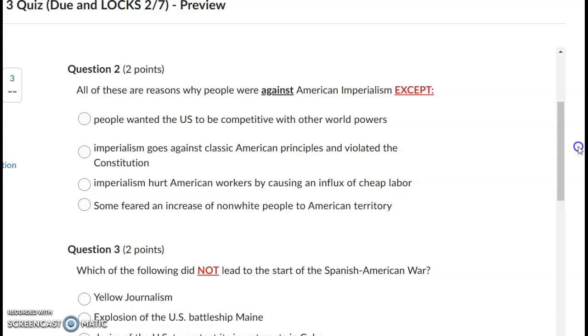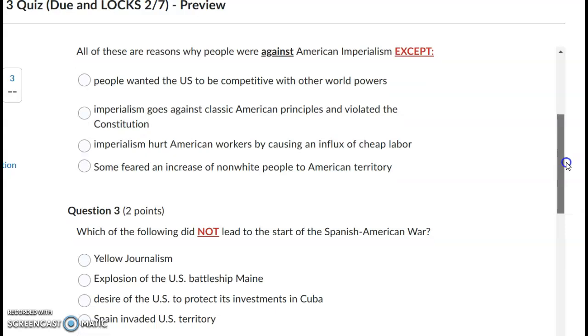Number 2, all of these are reasons why people were against American imperialism, except people wanted the U.S. to be competitive with other world powers. Imperialism goes against classic American principles and violated the Constitution. Imperialism hurt American workers by causing an influx of cheap labor. Some feared an increase of non-white people to American territory.